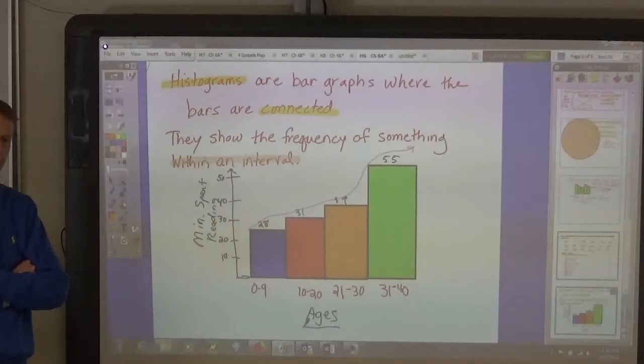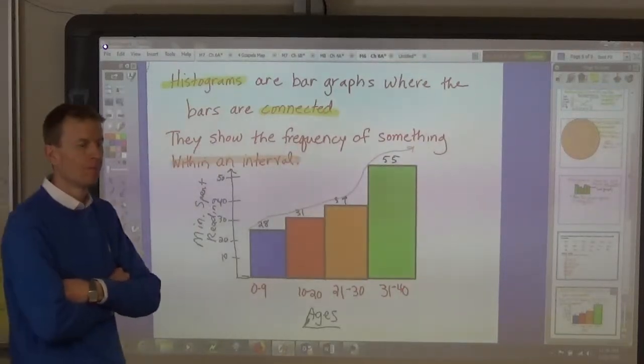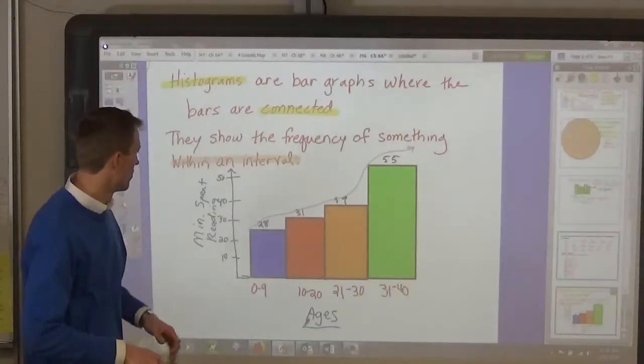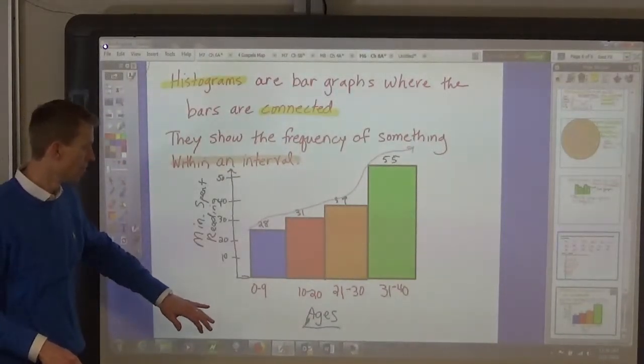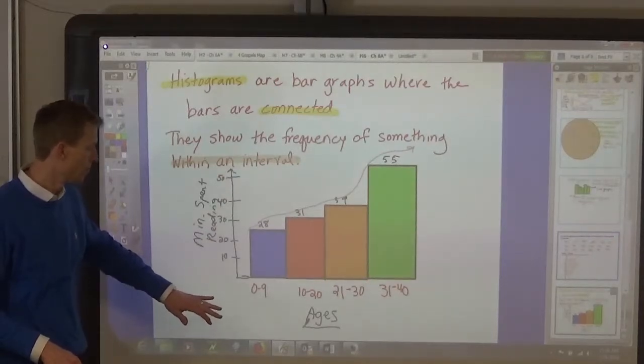Tyler? What would happen if you're 41 and up? Do you not read? No, the graph only goes through age 40. Okay. Hillary? The interval is the sum of the size of the numbers, so the 31 to 40 goes to 55, but the interval goes to 50, so it's not compatible.